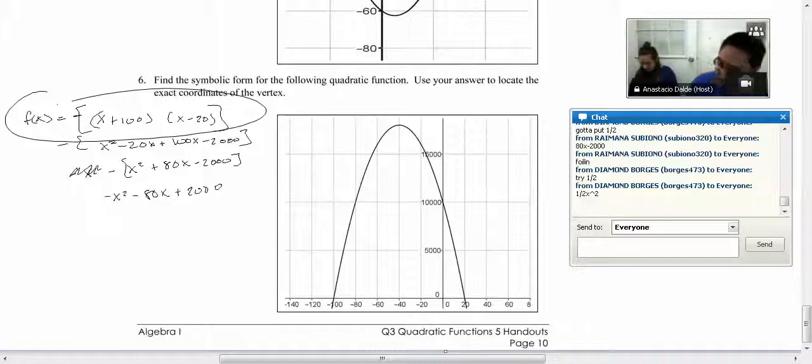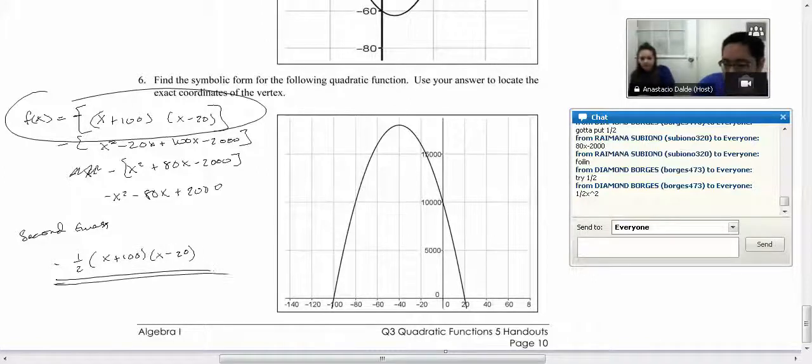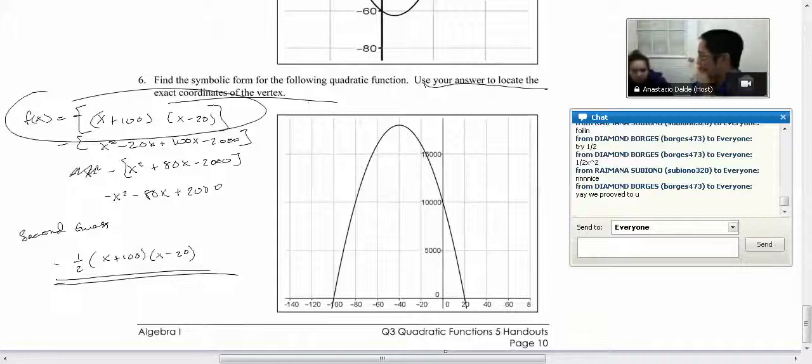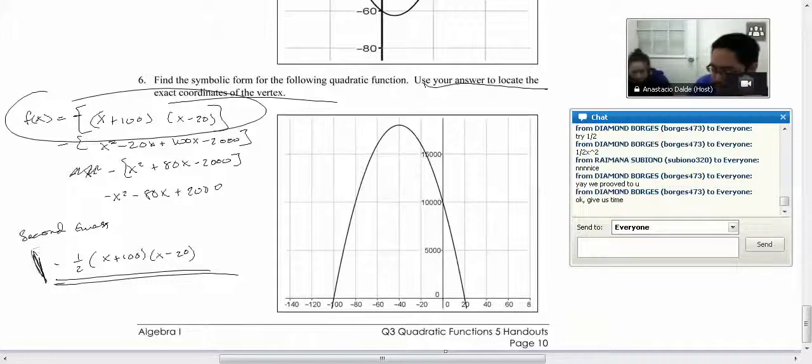So our second guess is negative 1/2 x plus 100, x minus 20. And the answer is, that is absolutely correct. That is exactly what the answer is. We cool? Now, they're asking, locate the vertex, and my answer is, well, I'll let you guys figure out how to do that. It's the same as the one we did before. But you guys have the correct one. We cool?